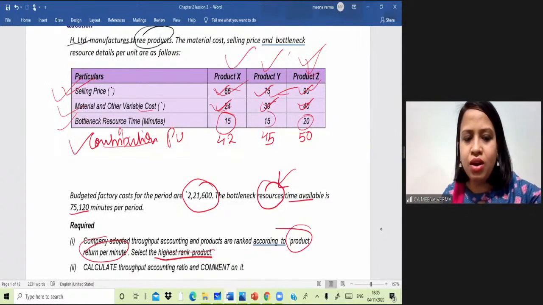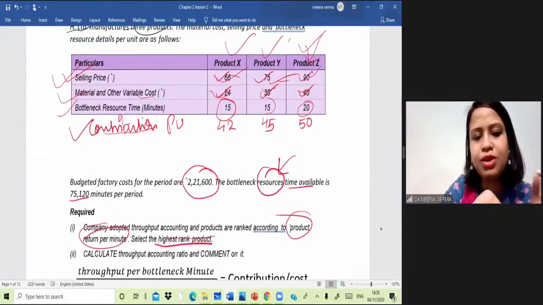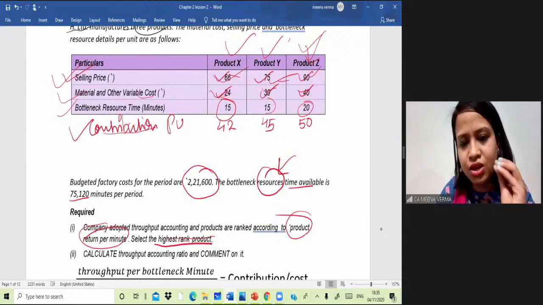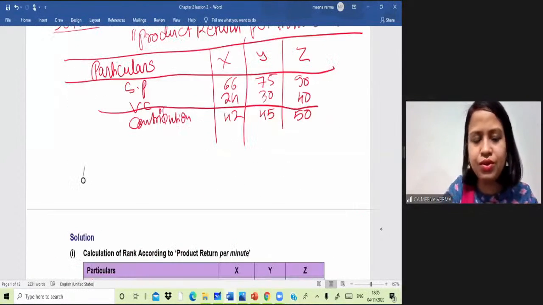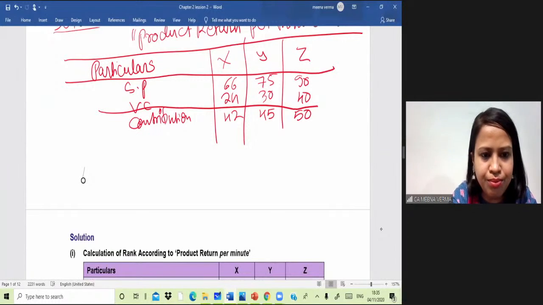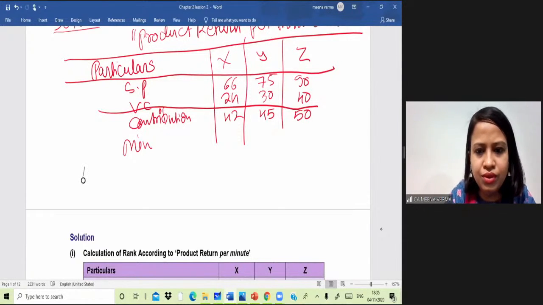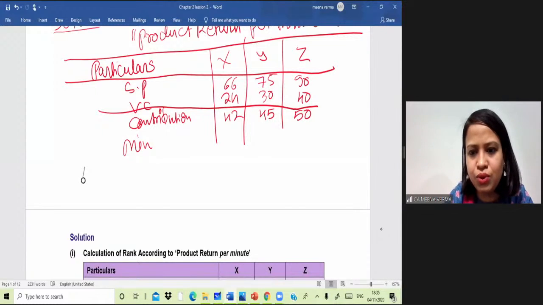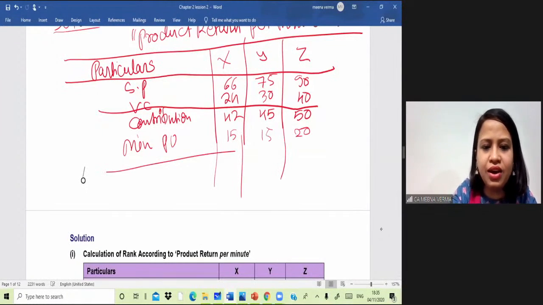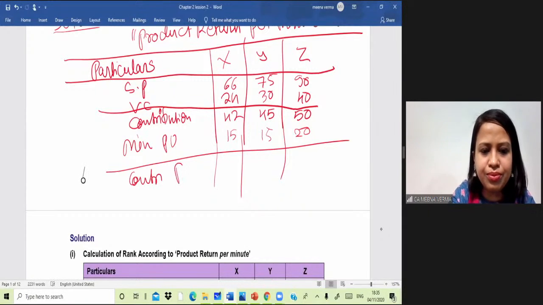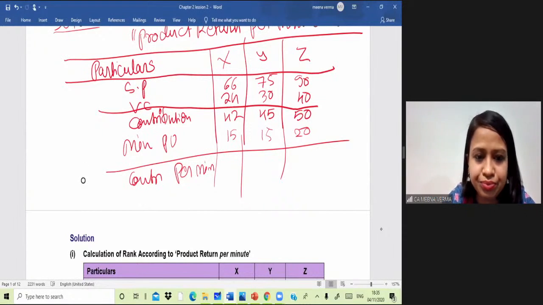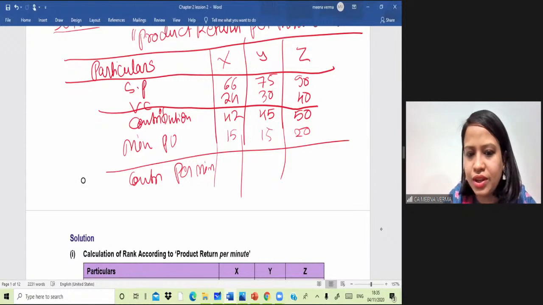These are our resources which we have: the limited resource for producing product X, product Y, and product Z per unit. The time we have in minutes per unit is 15, 15, 20. So the contribution per minute, what can you do? You can divide them and you get the values 2.8, 3 and 2.5.